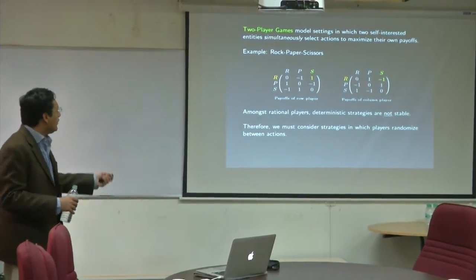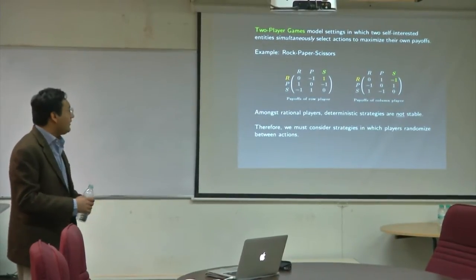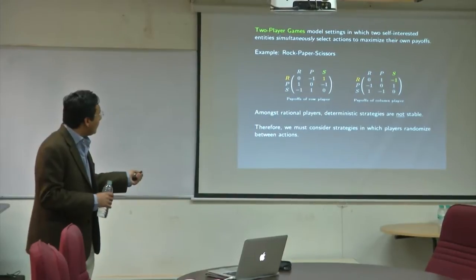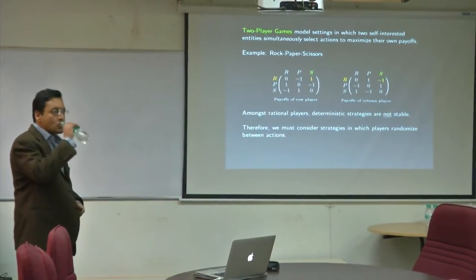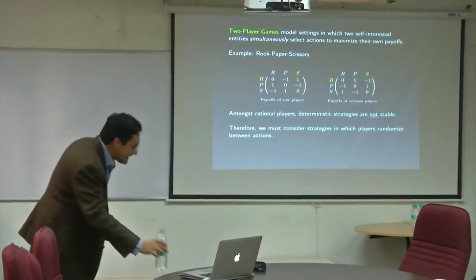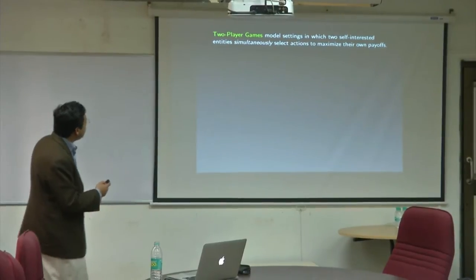So the first player will pick an action, i.e. one of the rows, based on some distribution. And the second player will pick one of its actions, i.e. one of the columns, based on one of these distributions. So let me kind of generalize this representation.